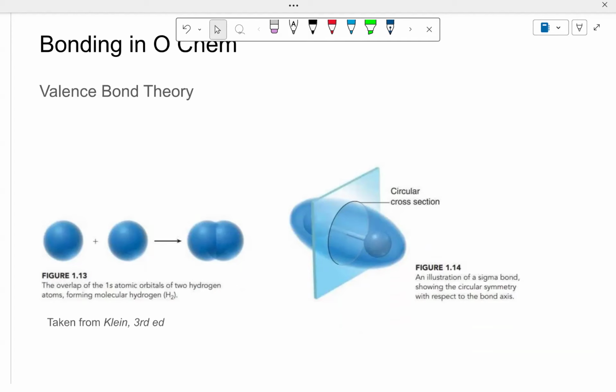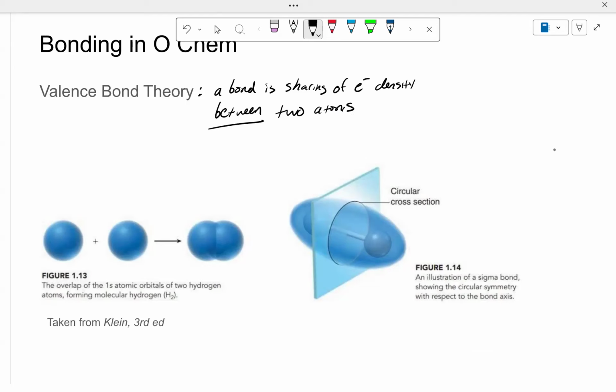So valence bond theory basically says that a bond consists of a sharing of electron density between two atoms. Now, I want you to circle, highlight, star that word between, because that's going to contrast a whole lot with molecular orbital theory.